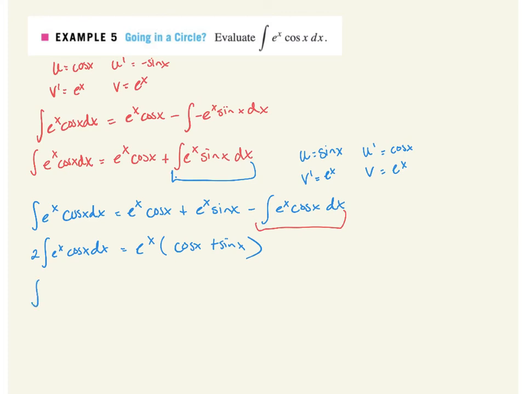So I was always solving for integral of e to the x cosine x dx. So it's exactly e to the x times cosine x plus sine x, plus c.